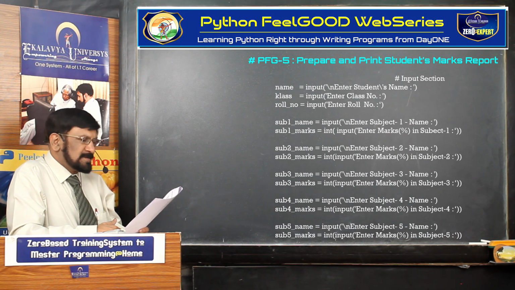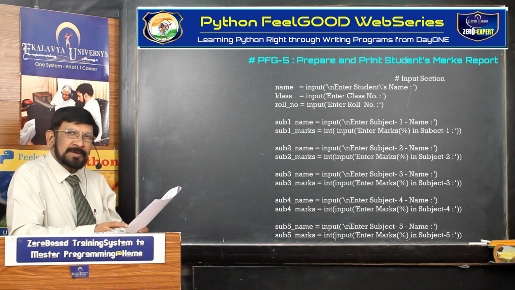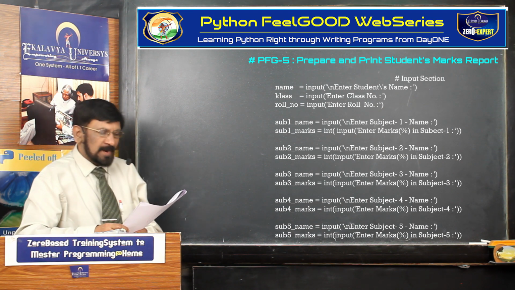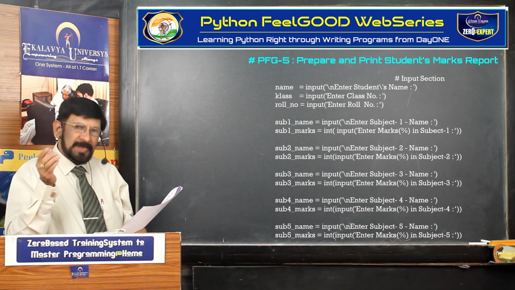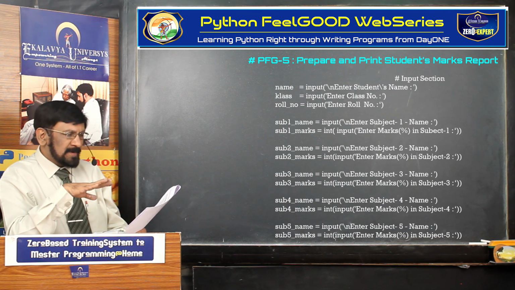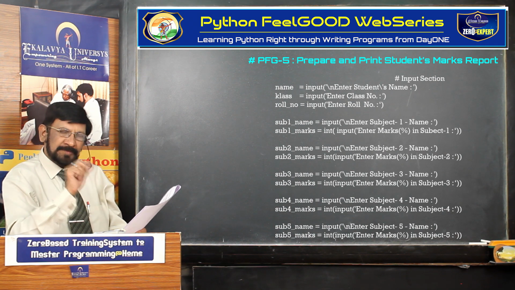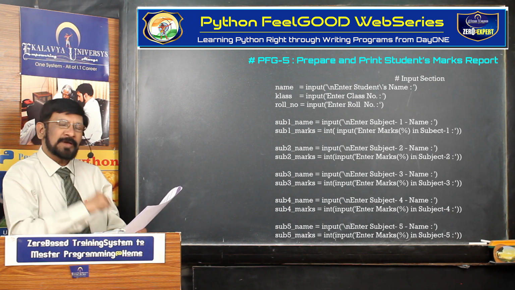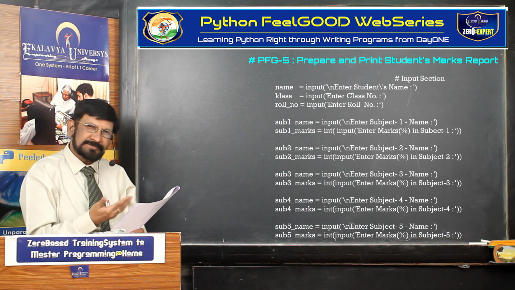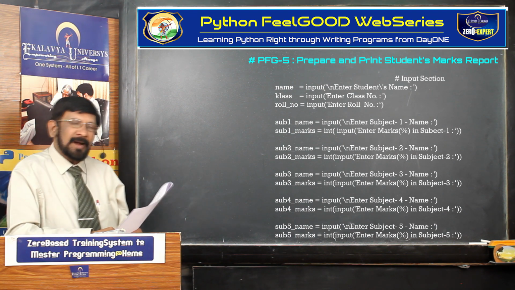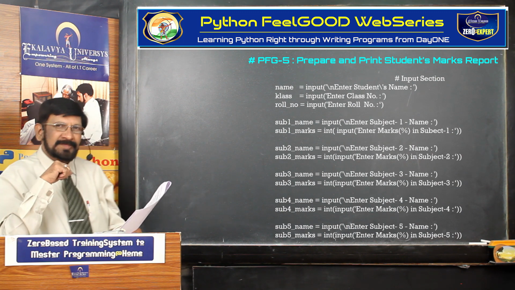Now here you see subject one name, normally using the input function I read. Second one, subject one marks, I use the int function because I want to convert. Thereafter, everything: subject 2 group, subject 3 group, subject 4 group, subject 5 group. Here, see, it is like a good designed page, nicely formatted. And one more advantage is there.